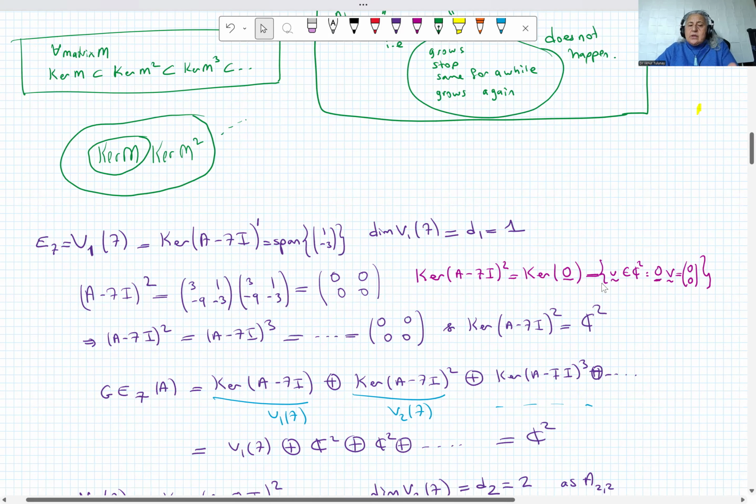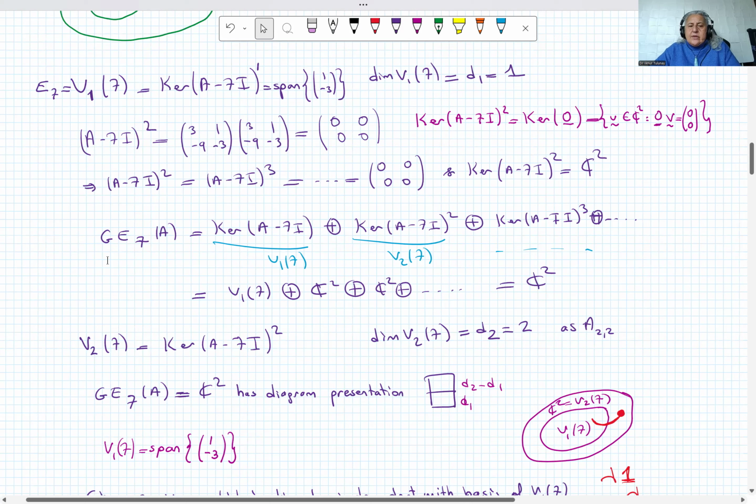So for the generalized eigenspace, this one is our eigenspace E7, this one is C2, and this one is C2. You're summing up, but C2 plus C2 plus C2 is always C2. And V1(7), or E7, is inside C2. So the generalized eigenspace for lambda equal to 7 is C2.